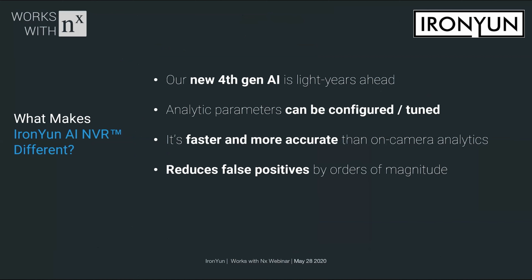So what makes us different? In fact, it's our 4th generation software. It's pretty interesting that we match an Nx version. We released our software version 4.0 2 months ago. In our platform we have several parameters that you can configure, such as the confidence level and the pixel size for each object. So you can tune your platform to the best performance by adjusting those parameters.